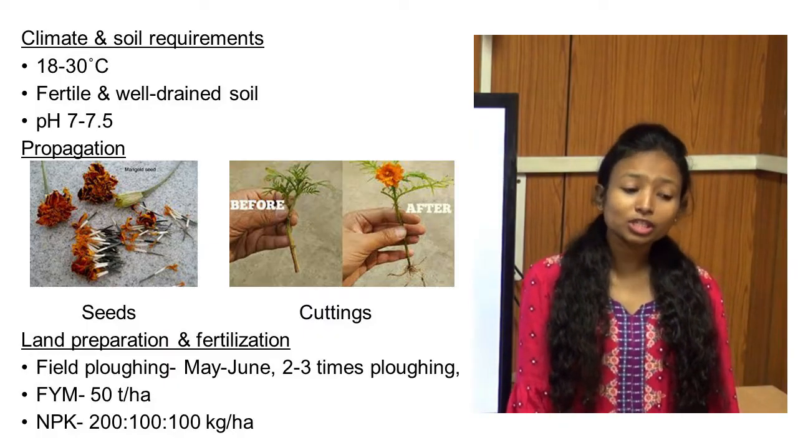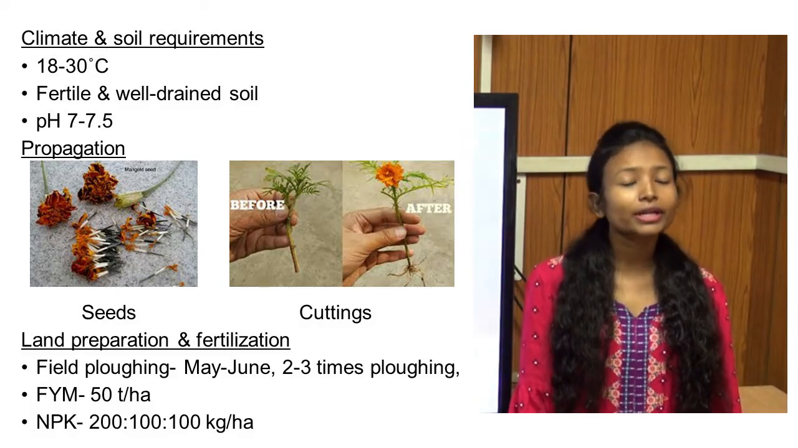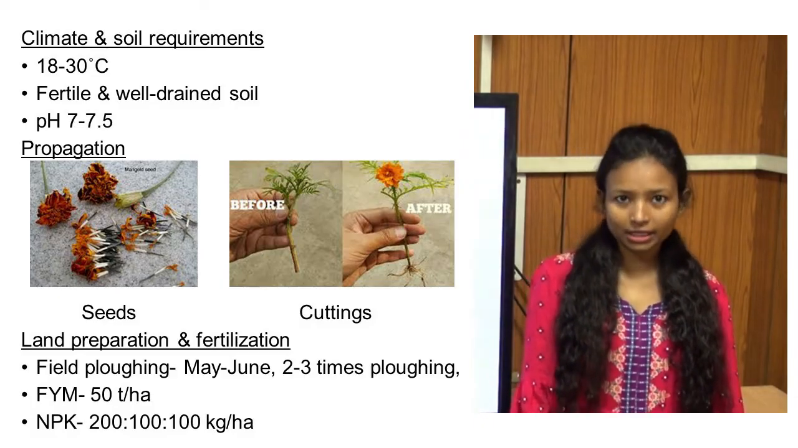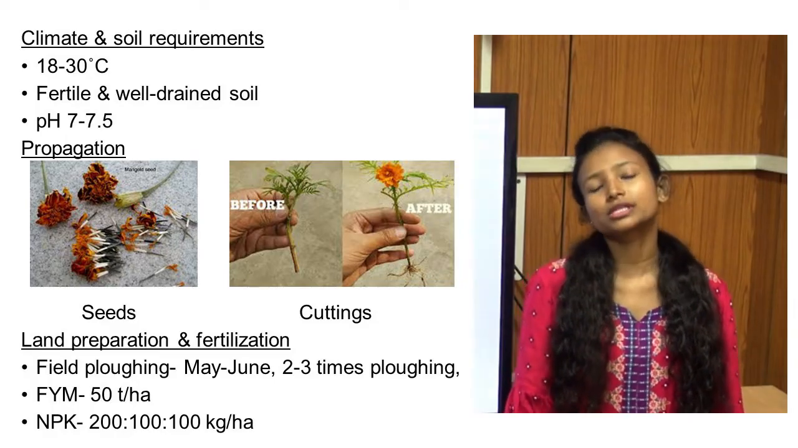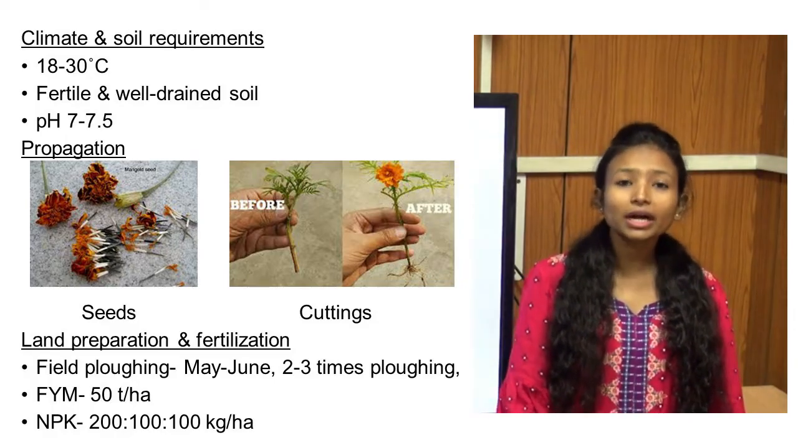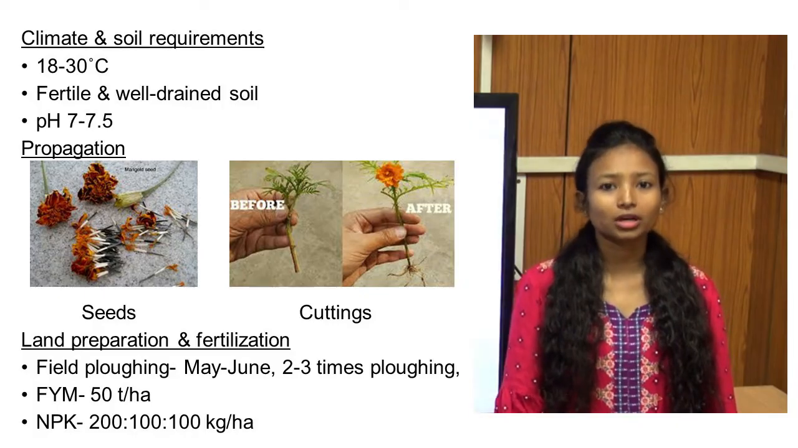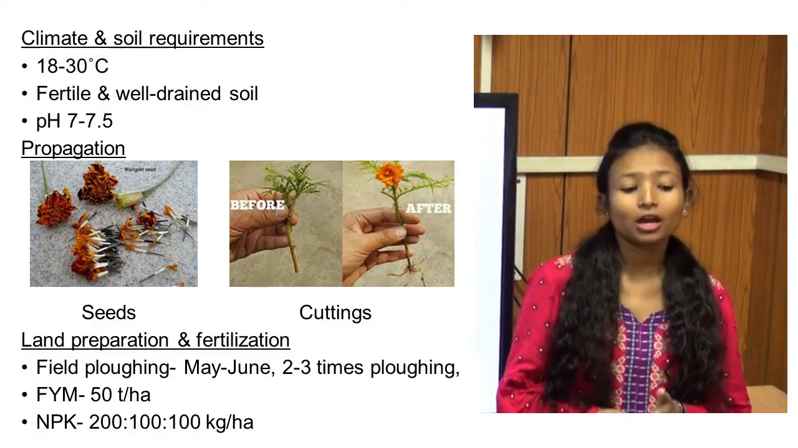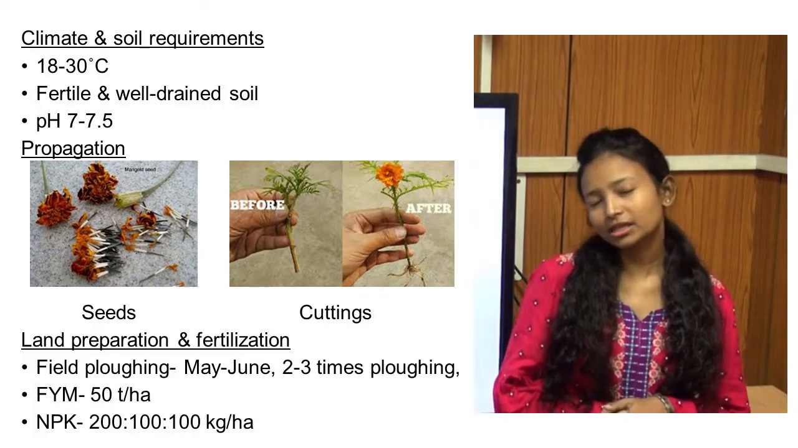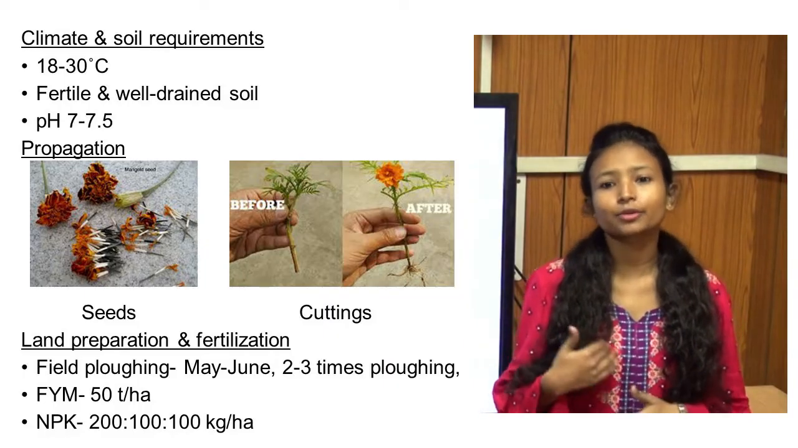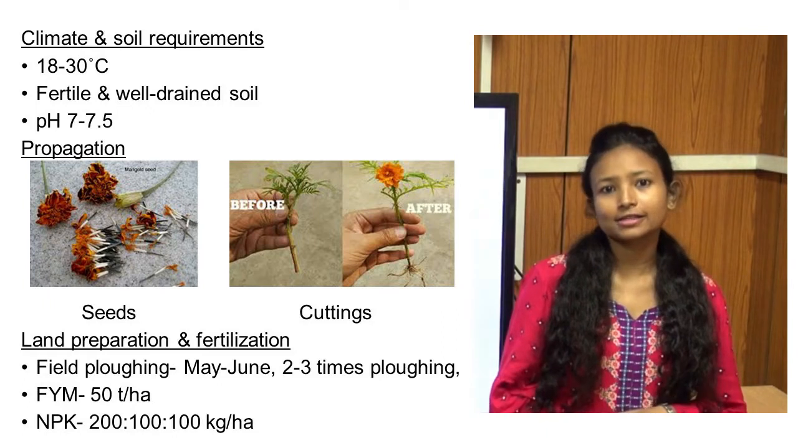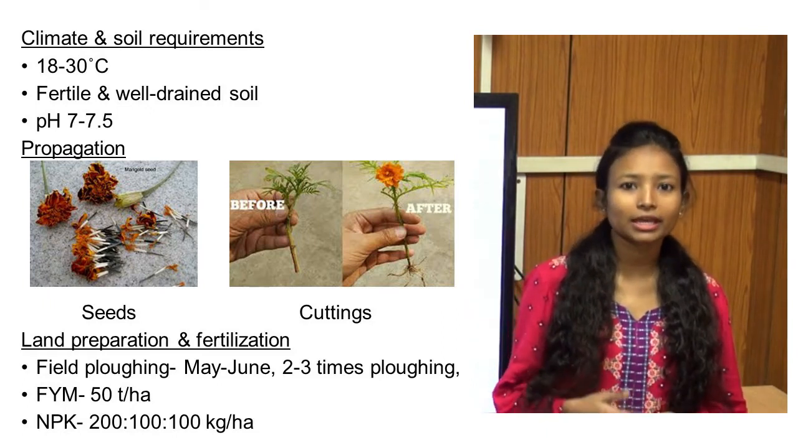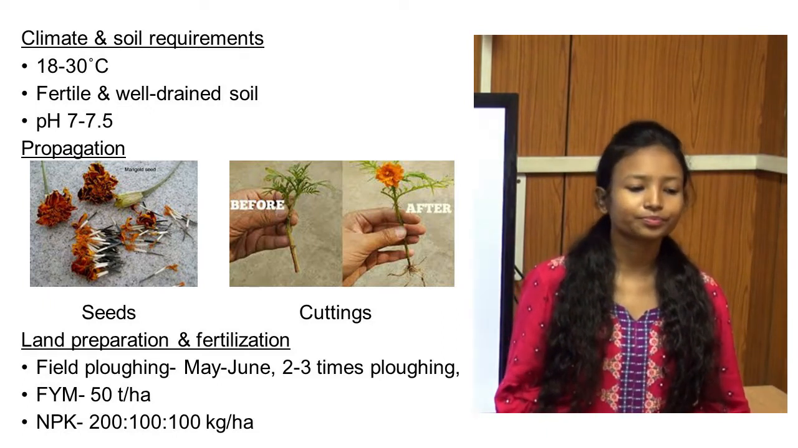Marigold is commercially propagated through seeds, although it can also be grown with the help of cuttings. Seed-grown plants are more vigorous and produce better quality flowers, but cuttings are mainly used for maintaining the purity of the variety. For that, approximately 10 cm cuttings are taken. They are then treated with rooting hormones such as Rootex or Ceradex, and after rooting they can be transplanted into the main field.